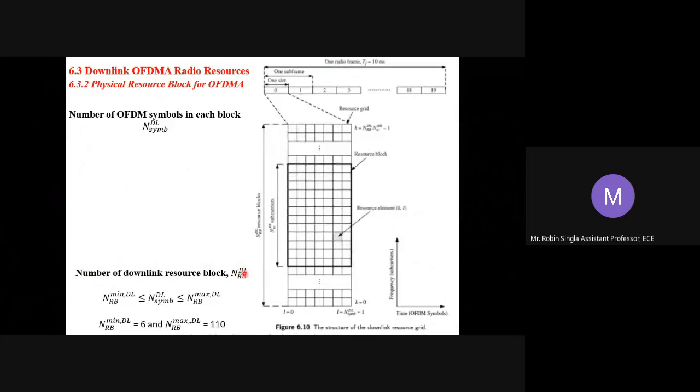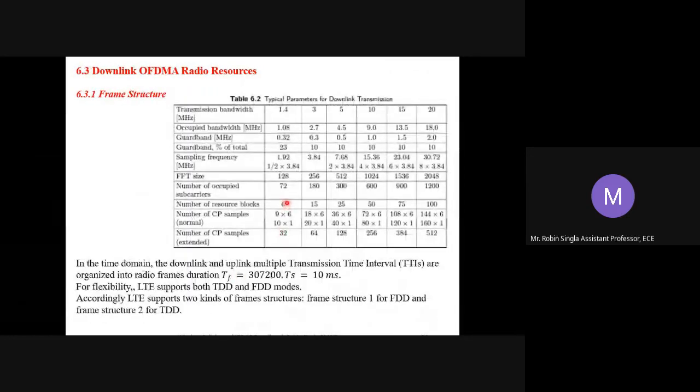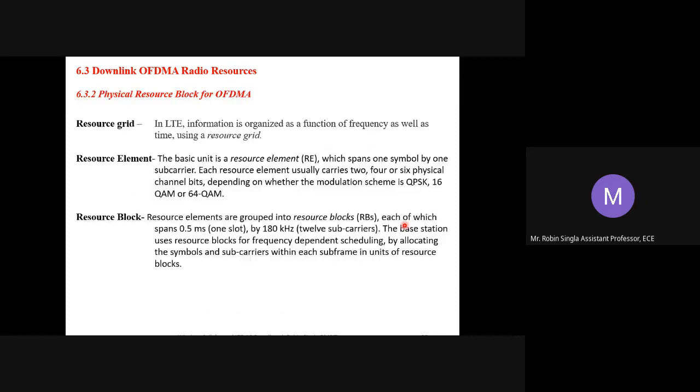So now, NDL RB is your total number of resource blocks in the downlink. So these boxes, how many total boxes will be there? That is NDL RB, and it depends on the bandwidth, and it can be a number from 6 to 110. From 6, 15, 25, 50, 75, and 100, up to 110.